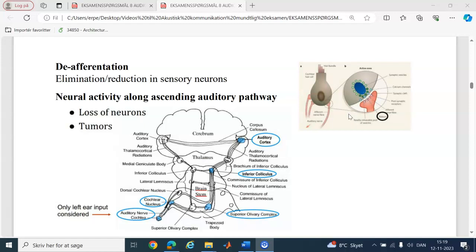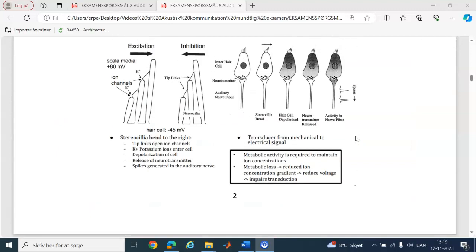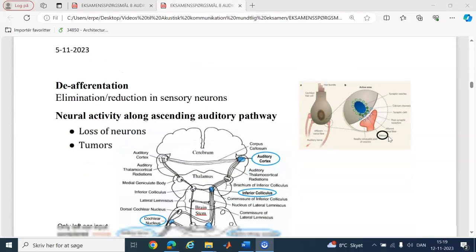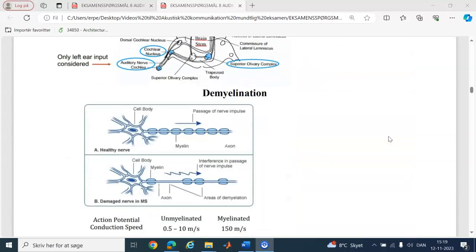What could happen? Loss of neurons and tumors also. Yes. Okay, and these are the hair cells. There's a so-called synapse between the hair cells and the auditory nerve fiber. Demyelinating means that the myelin package around the nerve cells is decreased.